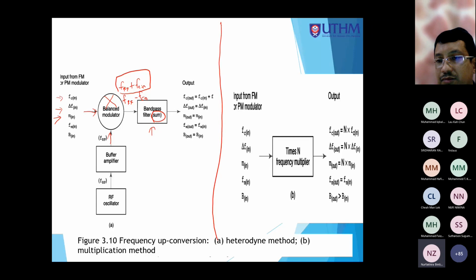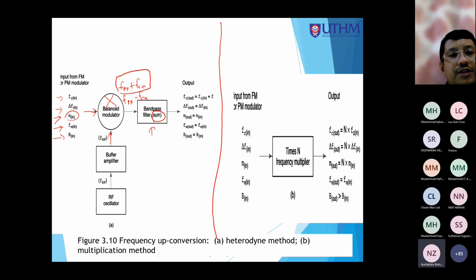Wait, sorry, this is the modulation index. Sorry, M is the modulation index. Here is the input frequency, the modulating signal frequency. Here is the bandwidth of the input.